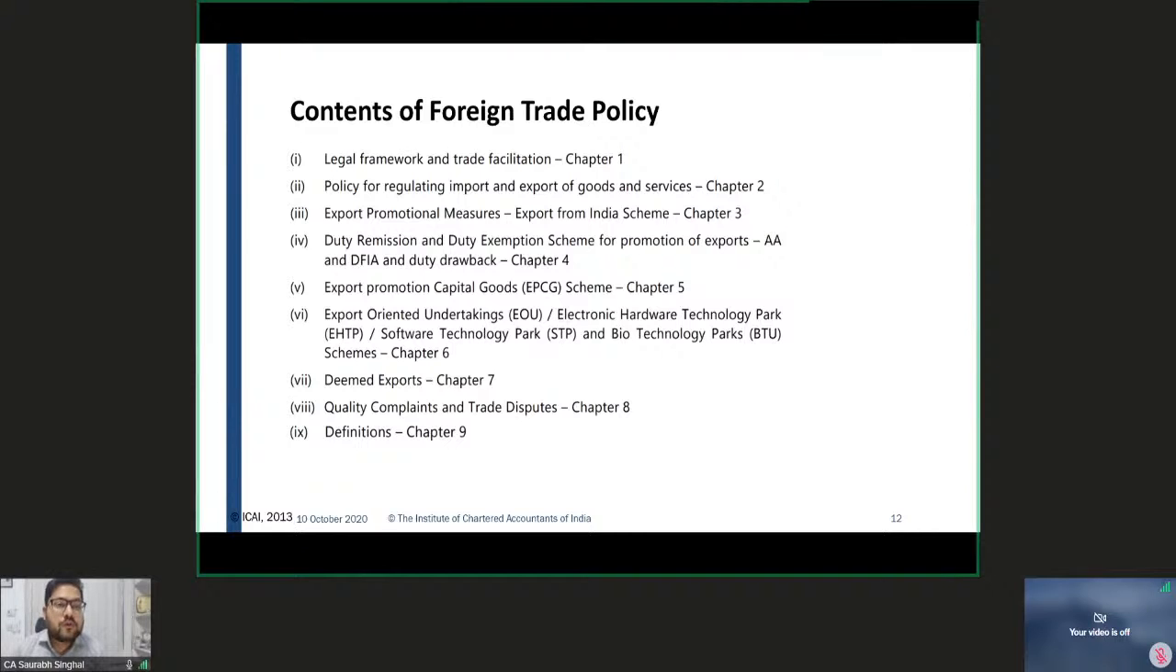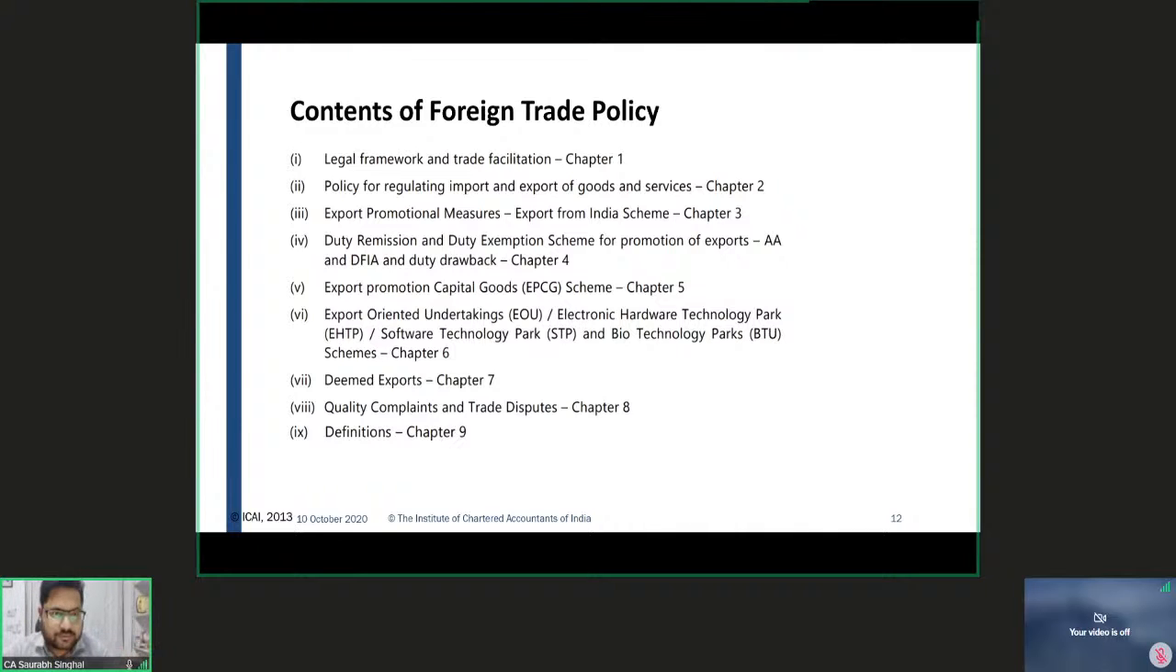Now, as I told you, foreign trade policy is divided into 9 chapters. What are the chapters? Chapter 1 is Legal Framework and Trade Facilitation. So this will contain some legal framework provisions and provisions for trade facilitation. Chapter 2 is basically some provisions for regulating import and export.